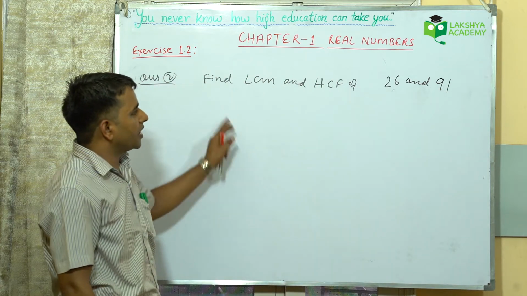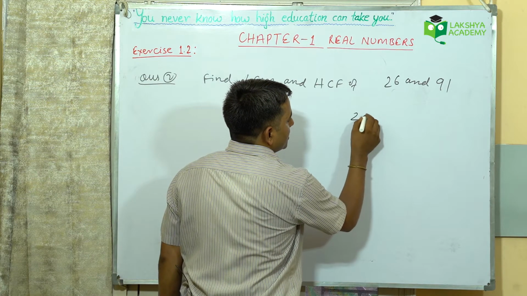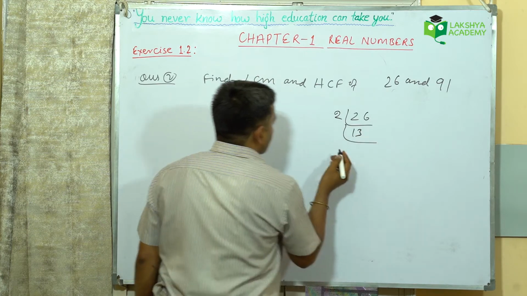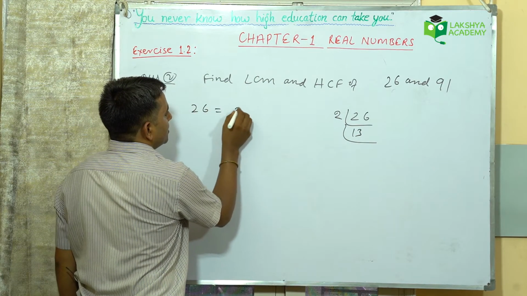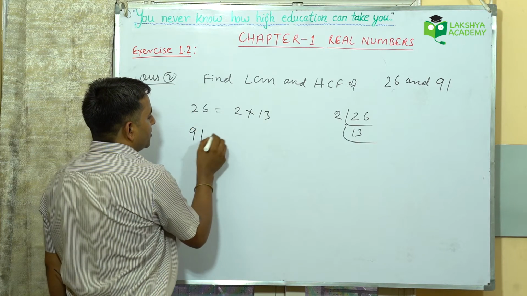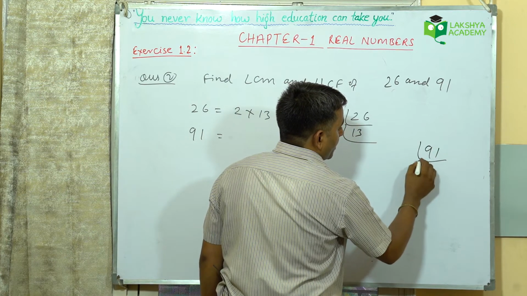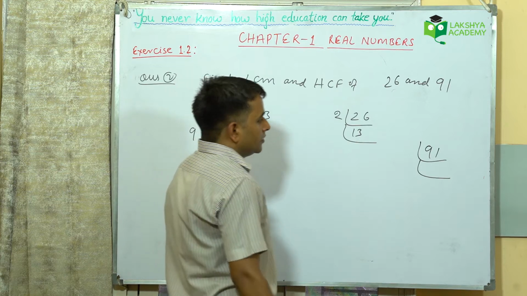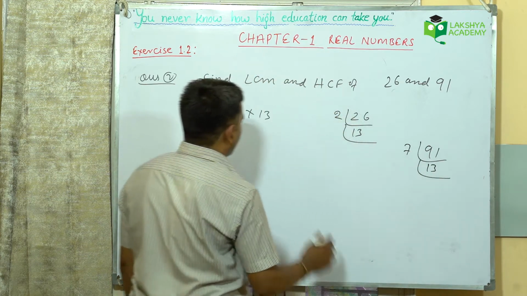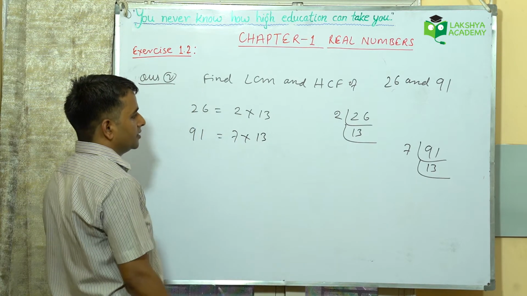The first step is to find the prime factors for both the numbers. Prime factors for 26 we can write this way: 2, 13. So the prime factors for 26 are 2 into 13. Similarly, find the prime factors for 91. On dividing by 7, this will be 13. So the prime factors for 91 are 7 into 13.